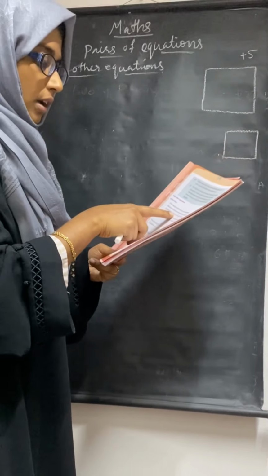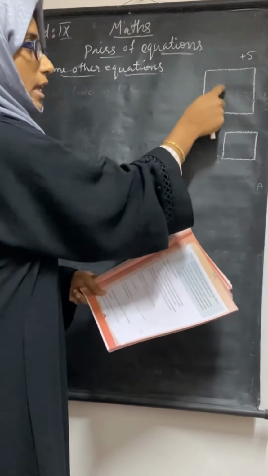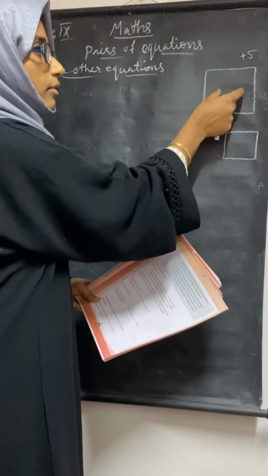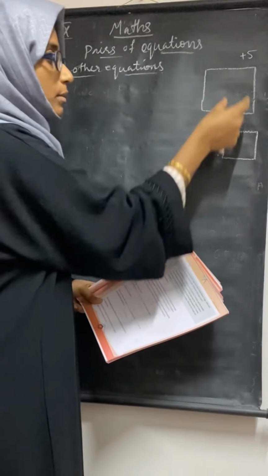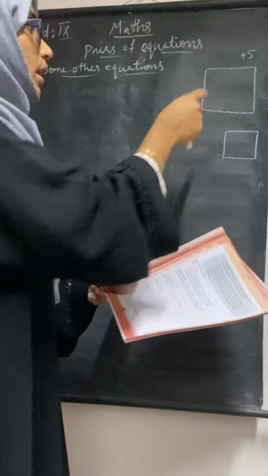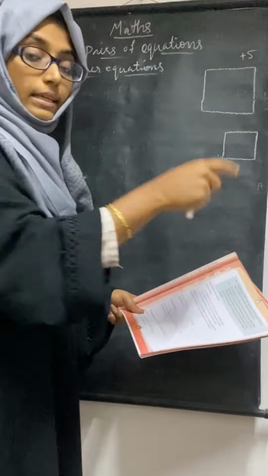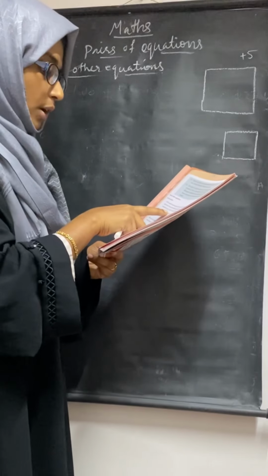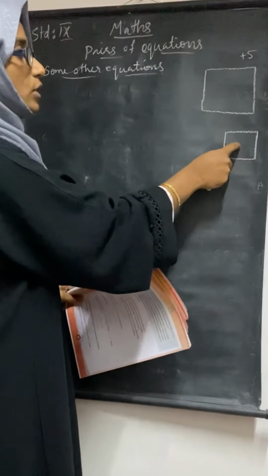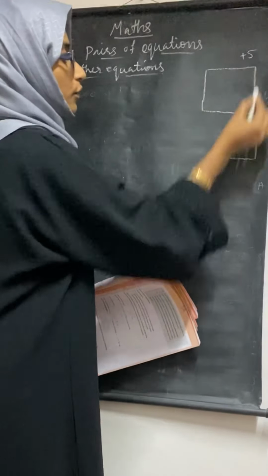And the area of the larger is 55 square centimeters more than the smaller. So the side is 5 centimeters more, and the area is also 55 square centimeters more than the smaller. What is the length of the sides of each? This length you have to find out, and this length you have to find out. So both things are unknown.